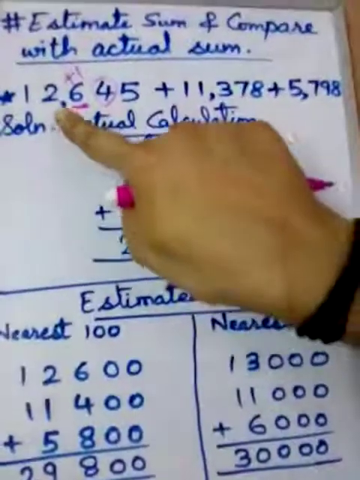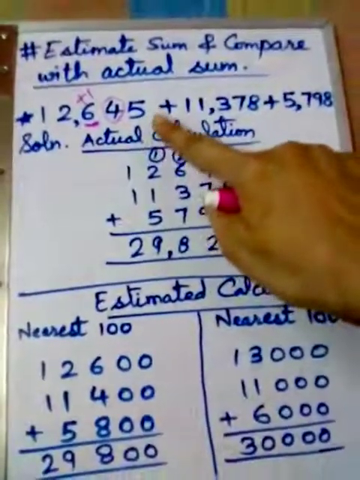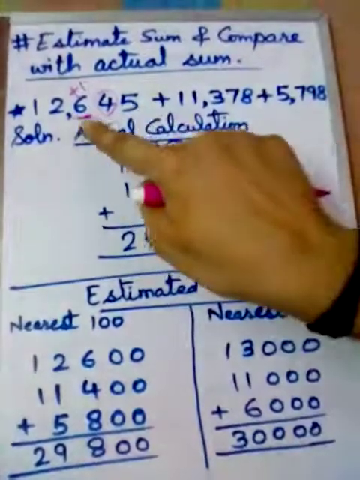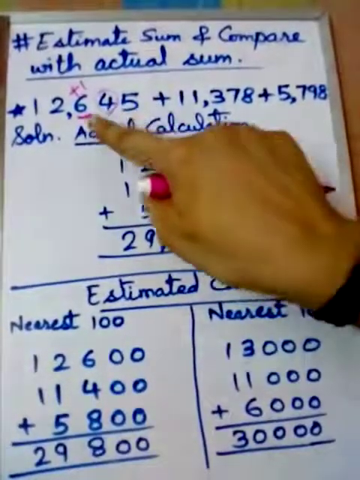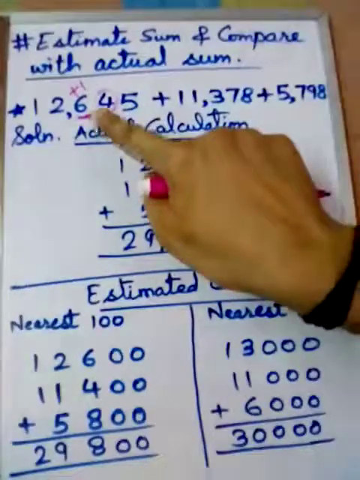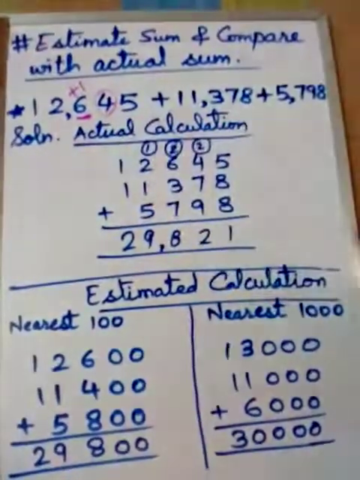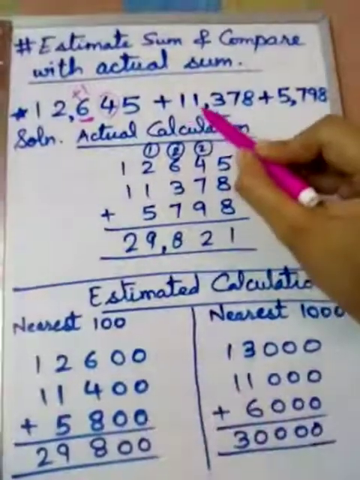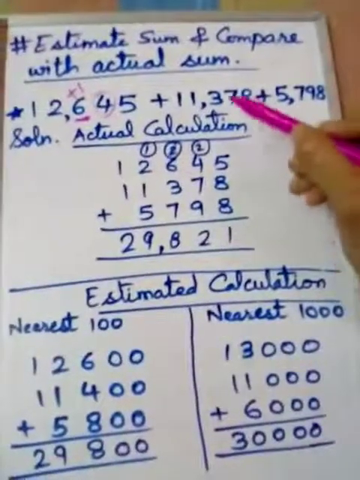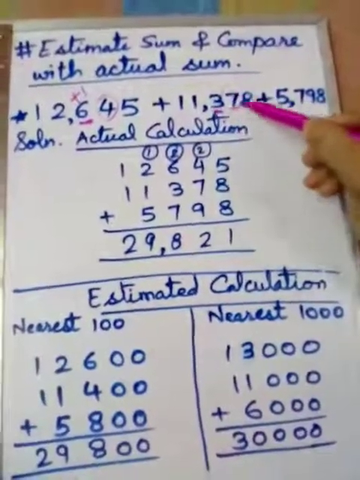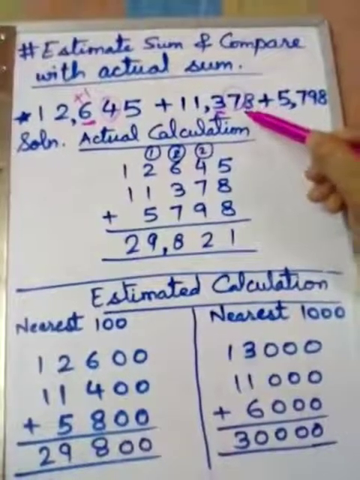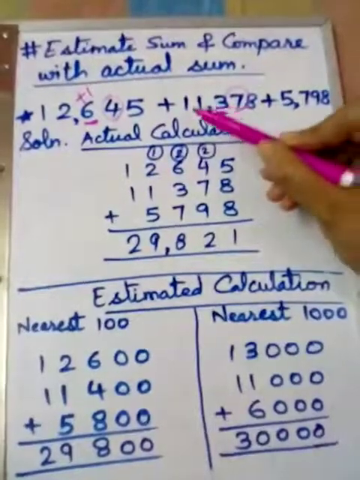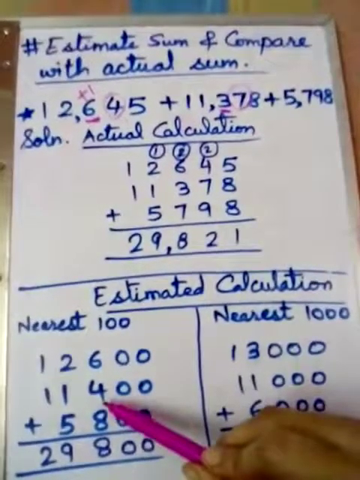Now students, 12,645 will round off to 100 as 12,600 or 12,700. Yes, you are right, 600, because this is less than 50, 45 is less than 50. So we have written 12,600. Next, 11,378. Rounding off to 100 means underline the digit and check whether this is more than 5 or not. It is more than 5, so 3 will turn 4. 11,400. See, I have written 11,400.